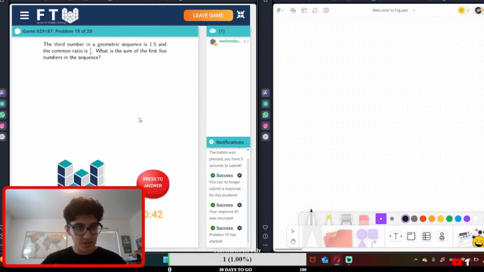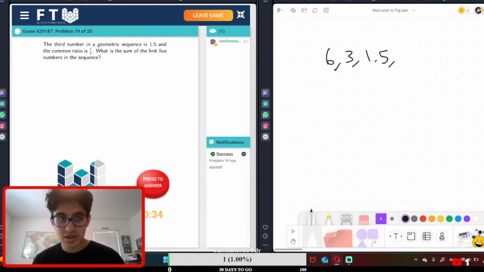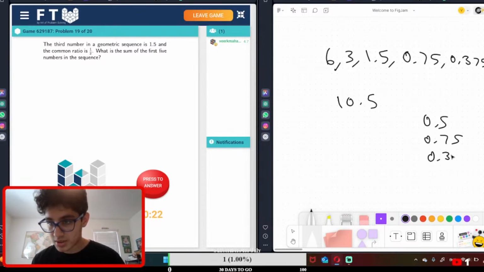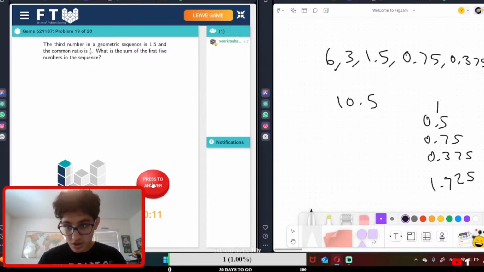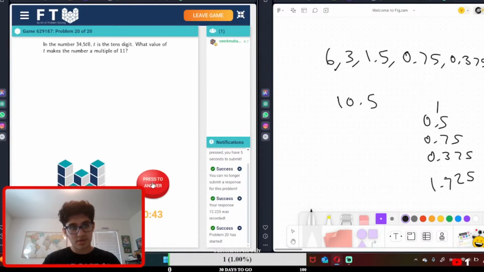The third number in a geometric sequence is 1.5 and the common ratio is 1/2. So 1/2, 1/2, 1/2. So 6, 3, 1.5, 0.75, 0.375. Let's do this quickly. So it becomes 9, 10.5, 0.5, 0.75, 0.375. So this becomes 5, 2. You can put a 1 there, which will make this 12, 16, 17.1. So 11.12.225. What is it? 12? How is that wrong? 12.225.